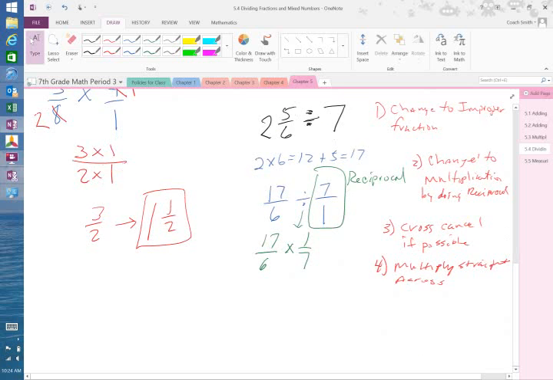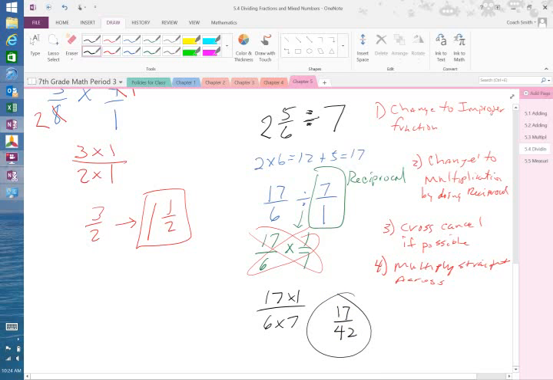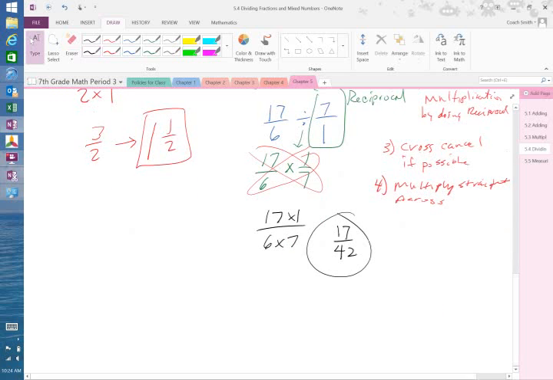Okay? So step 3 is to cross cancel. Cross cancel means Jimmy Neutron. Those two things right there. Is there a common factor between 1 and 6 besides 1? No. Is there a common factor between 17 and 7? No. So that means I'm just going to multiply straight across. That gives me 17 over 42. Okay, so 17 over 42 is your answer.